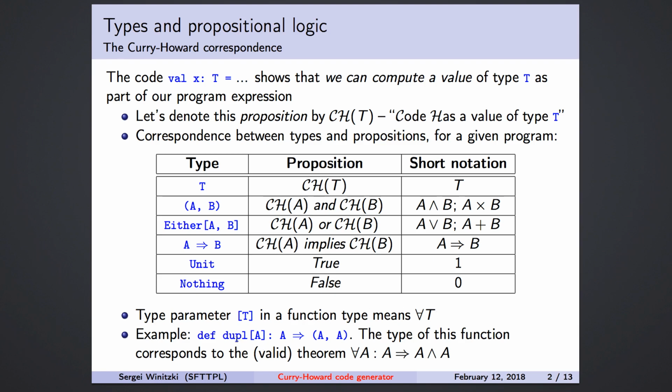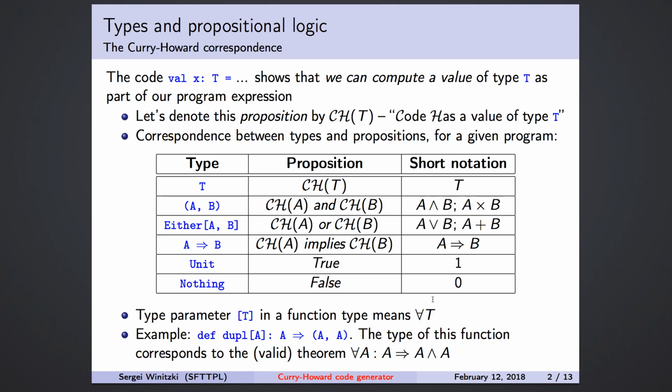And here's an example. Imagine this function, which is to duplicate a value. So you take a value of type A and you return a tuple of AA by simply repeating this value twice. Now, in the logic, the type of this function corresponds to this formula. For all A, from A follows A and A. Now, this is a true formula. This is a theorem. It is true that for all A, if A is true, then A and A also is true. So that's not a very interesting, perhaps, theorem, but it is valid, it is true.